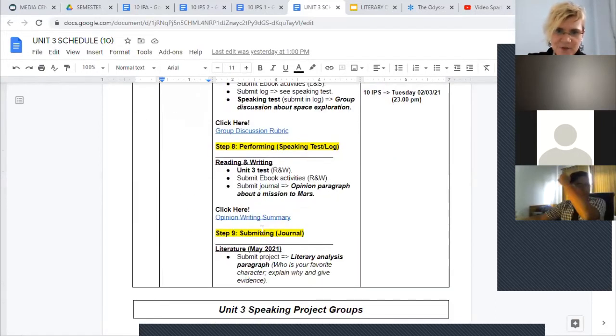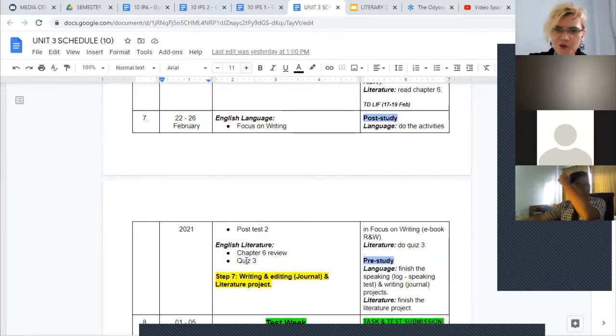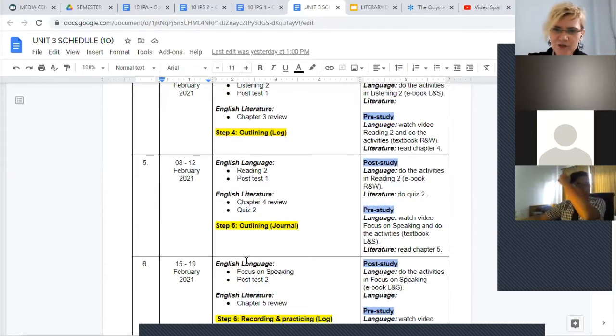Great. So that's what you can see here under the projects. I already placed your group discussion rubric, and I already gave a summary for your opinion writing. So if you're confused, you can go through that. You can ask me questions. I will also open it in class, but you can also self-study it.